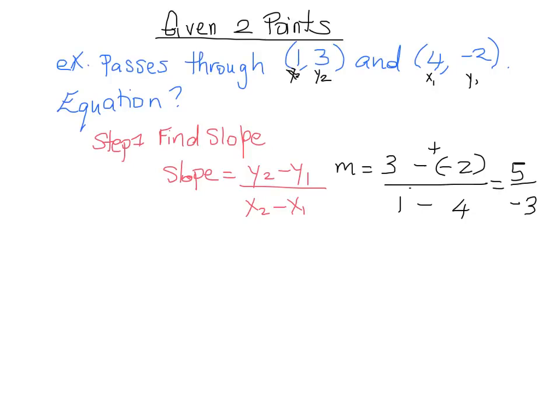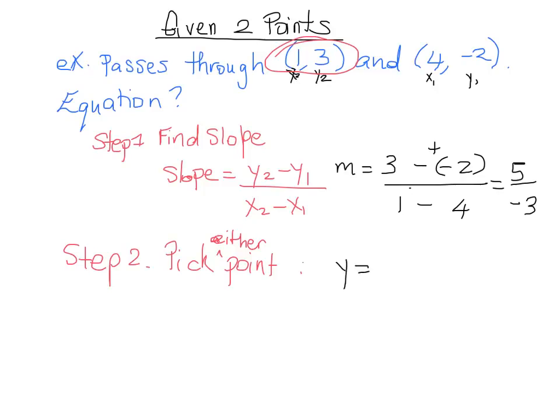Now, once we do that, we can move on to our next step, which is to pick a point, any point. As I said, it can be either point. I'm going to work with my positive numbers because that's easier to do. So we're going to work with x as 1 and y as 3. And we're going to do what we did before. We're going to plug into y equals mx plus b.